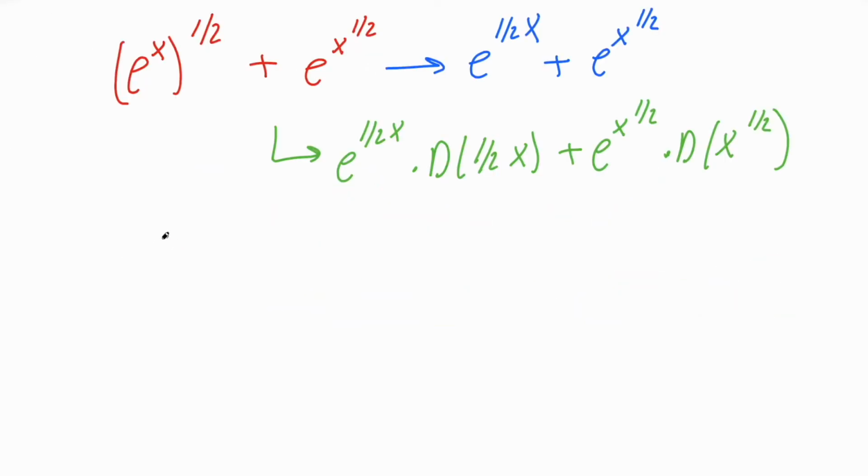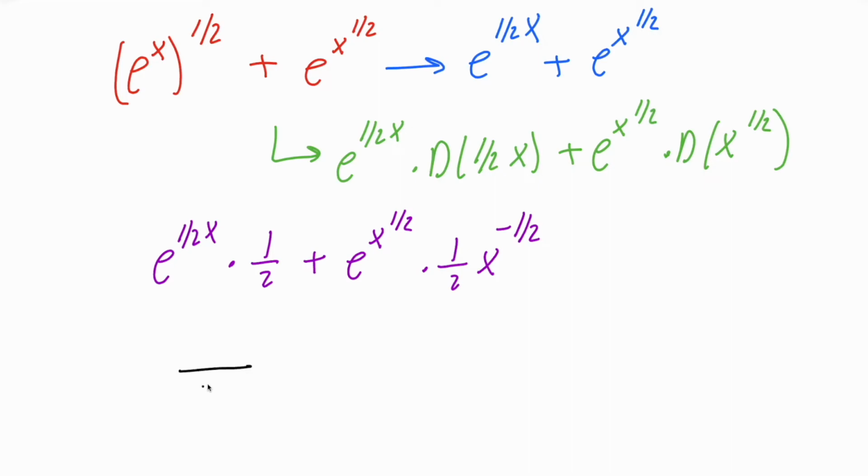Okay, so now we just need to solve this. So we get e^(1/2 x) times the derivative of 1/2 x, which is just 1/2, plus e^x raised to 1/2. And the derivative of x^(1/2) is going to give us 1/2 x^(-1/2). And because we're multiplying by 1/2, you could say we have division by 2 and e^(1/2 x).